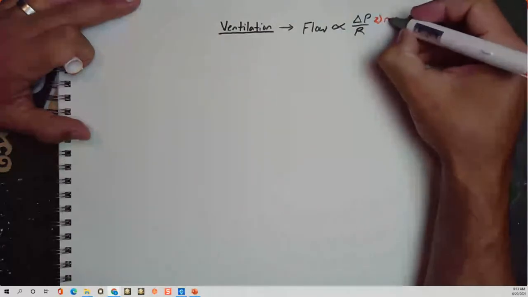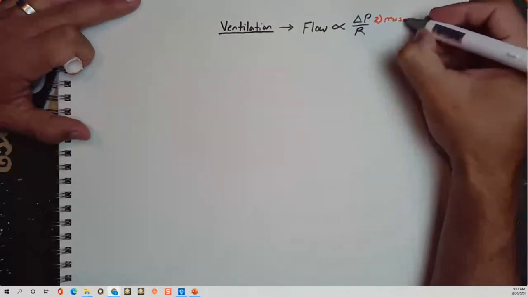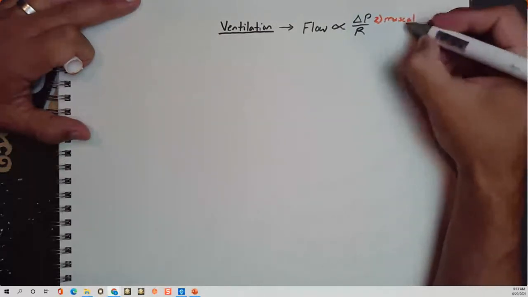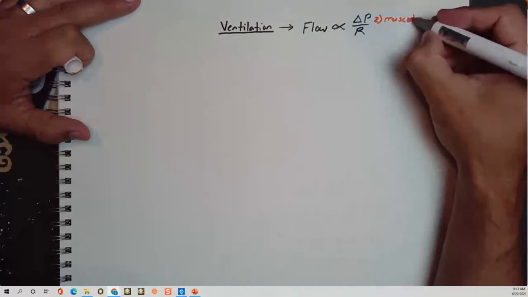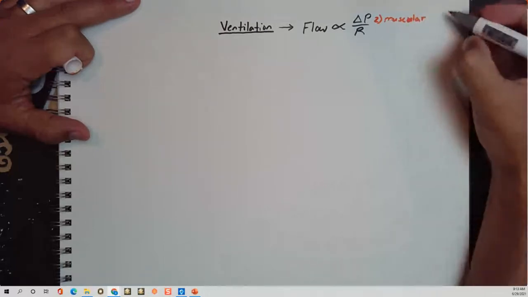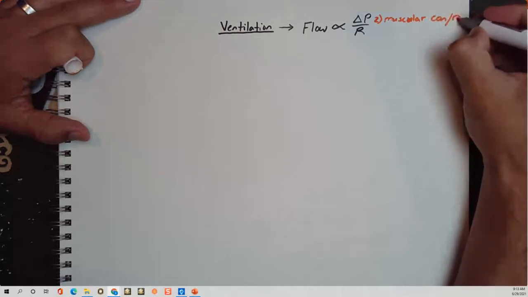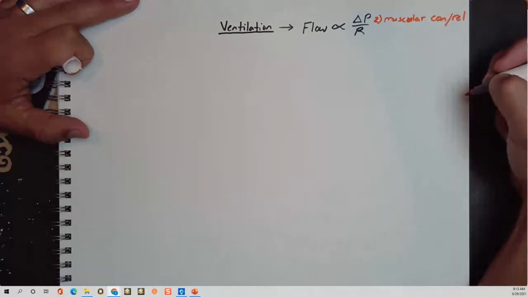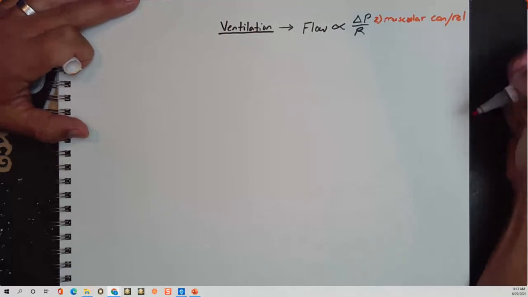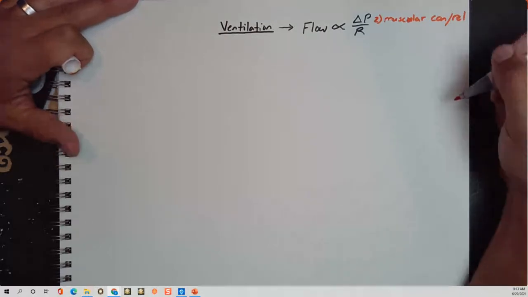So we're going to just write muscular contraction. You and I, we're going to be talking about some of these other muscles that are involved, muscular contraction / relaxation. I don't know. That should come across. I just don't have enough room otherwise. So this is actually the second thing that happens.